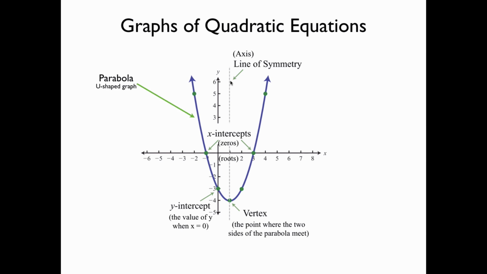All right, and if you recall symmetry from 7th grade, a figure is symmetrical if one side is a mirror image of the other side. And so if you can imagine folding this graph along this line, the left side would fold over and meet or fold right on top of the right side. This line of symmetry becomes very, very important later on when we want to find the vertex.